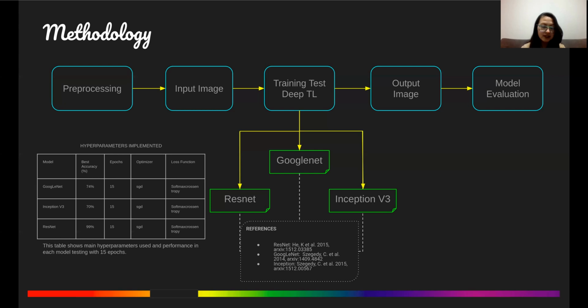The testing for each model was done with 10, 15, and 20 epochs. And also, in this slide, at left side, we have a table with the main hyperparameters used with results obtained with a 15 epochs test.